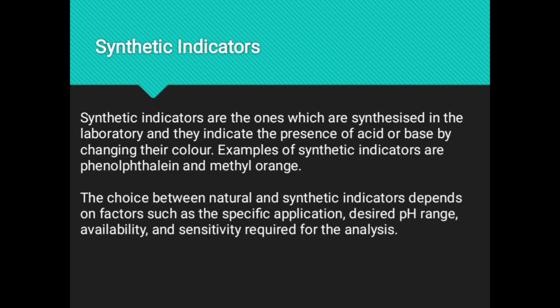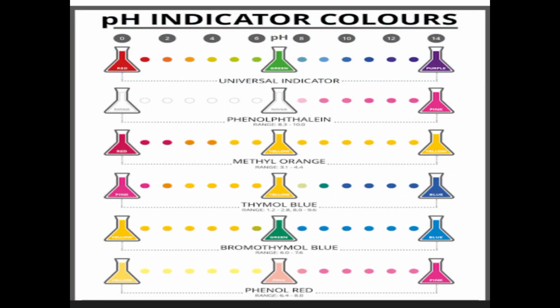So the pH range is also an important factor to be considered when it comes to choice. And then, how available are these indicators? Are they readily available? And the sensitivity required for such analysis, how sensitive are they? There are some indicators that are more sensitive than others, and there are some that are desired for certain kinds of experiments. As we're going to look at these indicators and their applications, we'll know which one is suitable for which kind of experiment. Still looking at natural indicators.